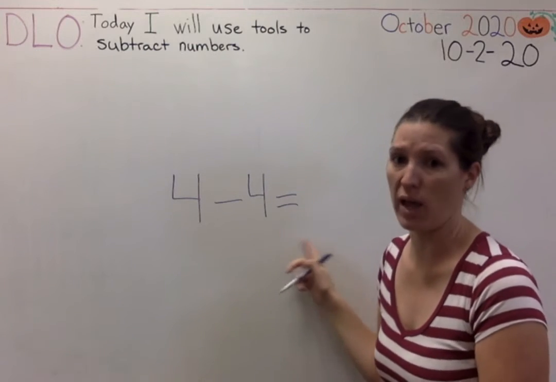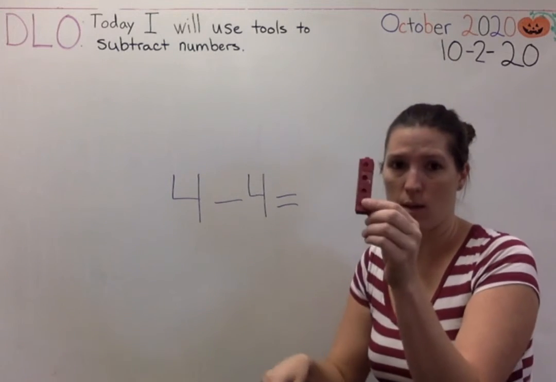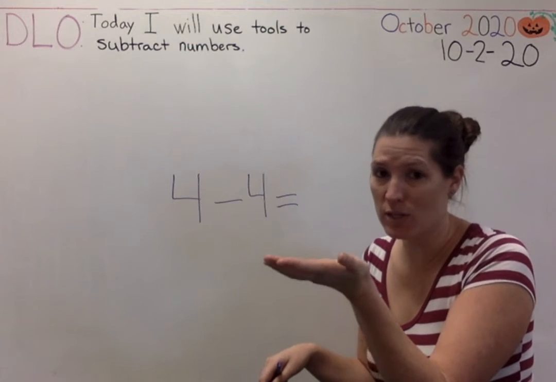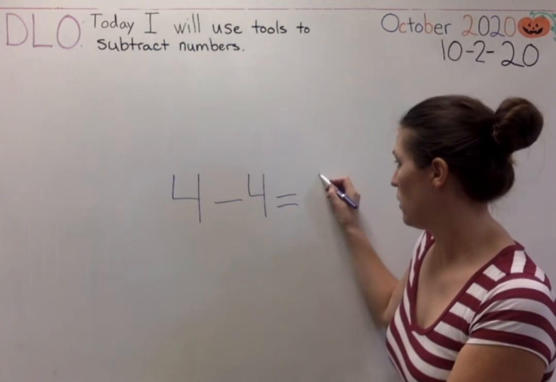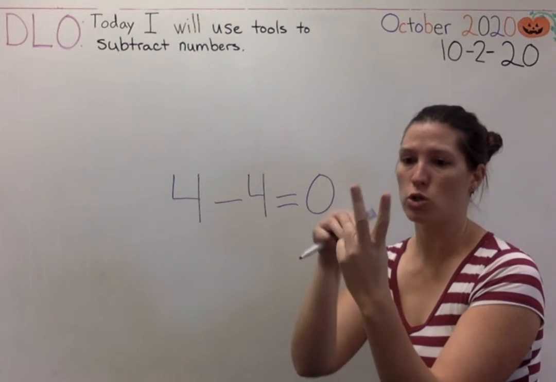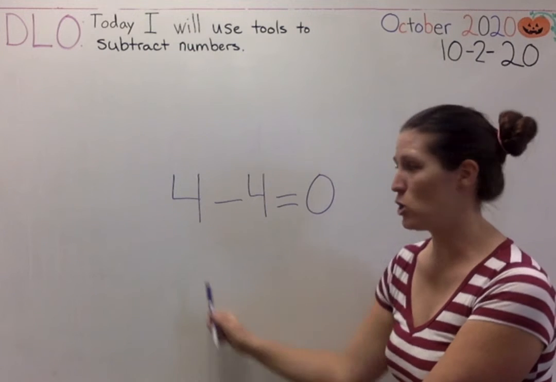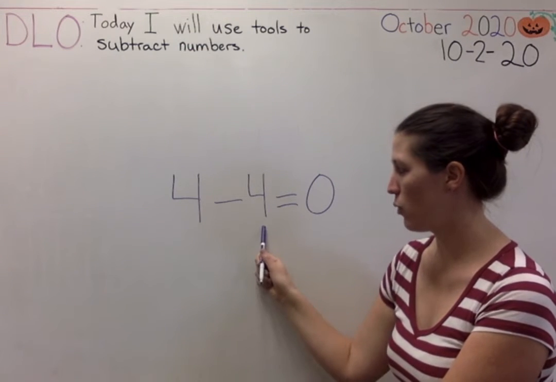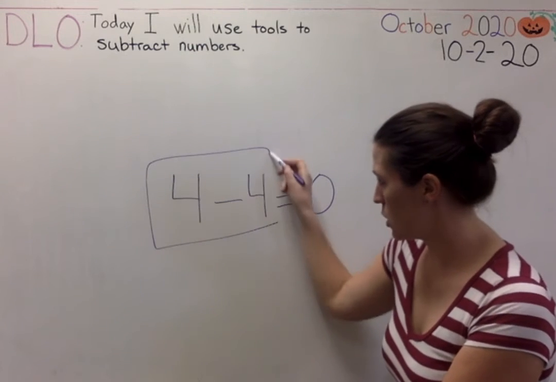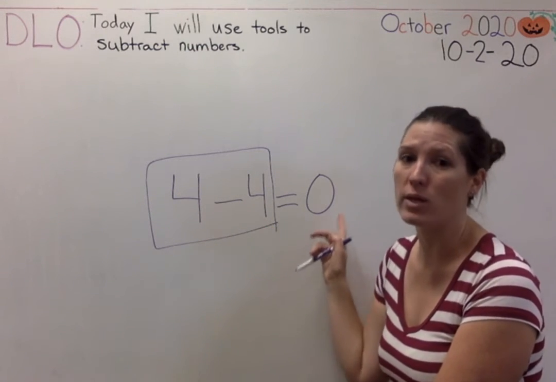How many cubes do I have left? I had 4. I lost all of them. I have no cubes. What number is no? Nothing. 0. Let's use our fingers. I had 4. I took 4 away. 1, 2, 3, 4. How many are left? None. 0. Let's read our equation. 4 minus 4 equals 0. And a trick to know: if you have a number minus itself, it's always 0.